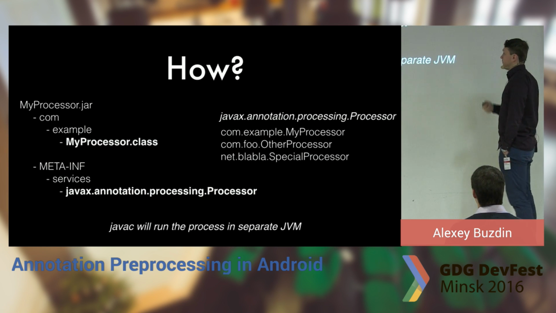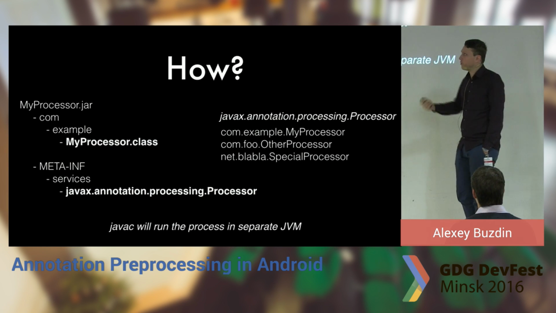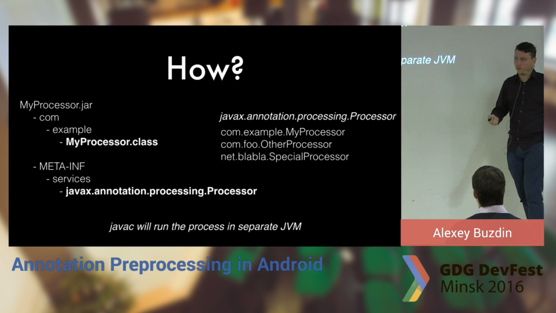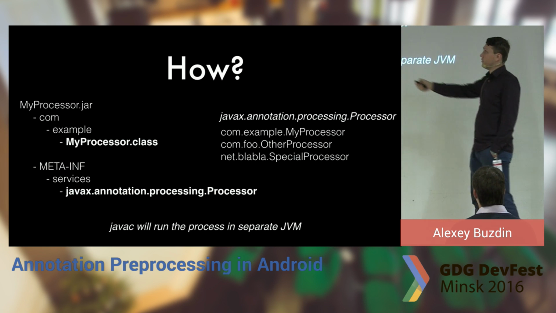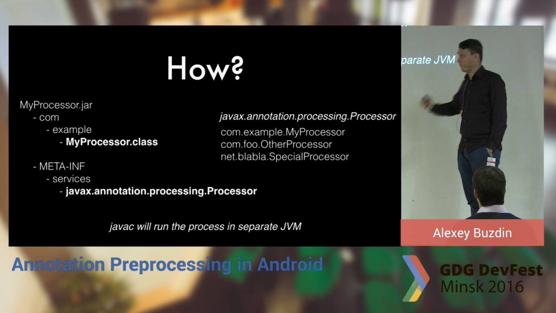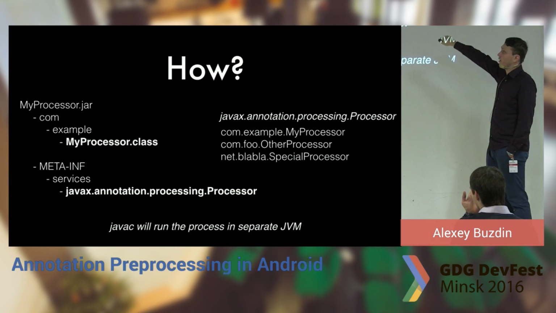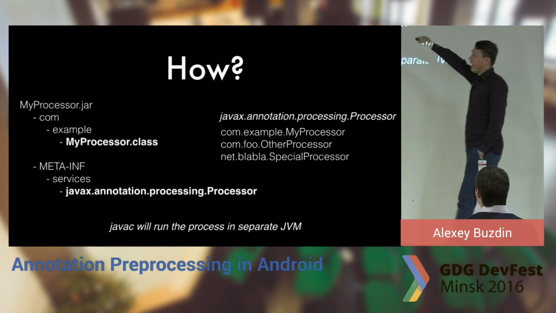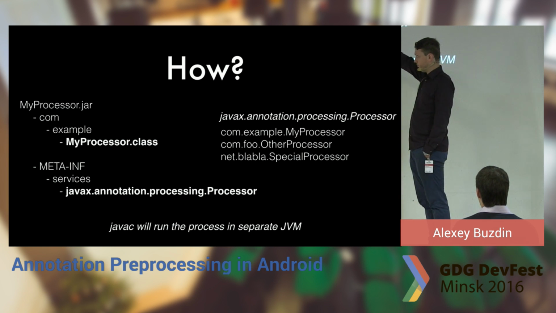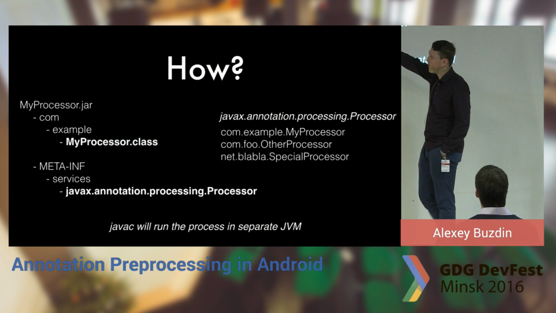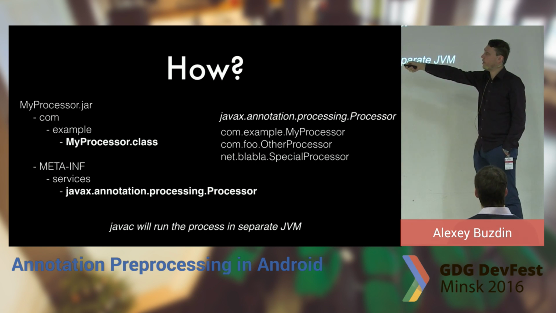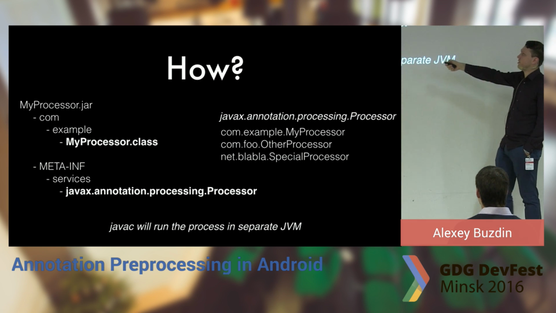So next, this is a pre-cooking process. So we need to have a project. In order for our processor to work, we need to have it in a compiled state. And we need to have a META-INF folder with a services folder and with the full name of javax.annotation.processing.Processor.